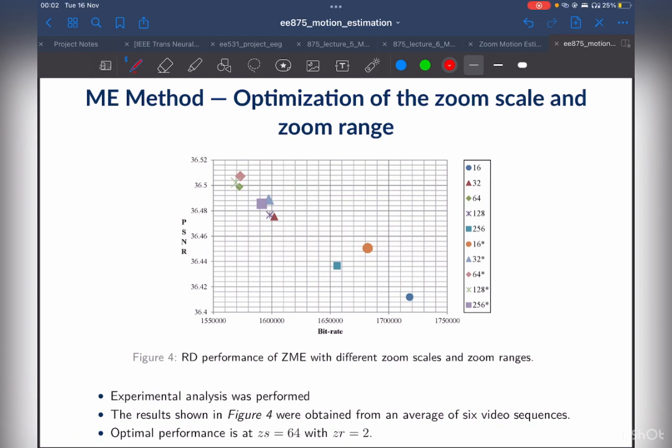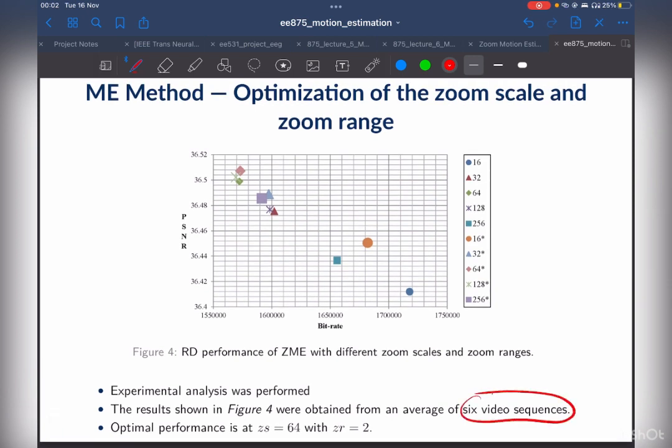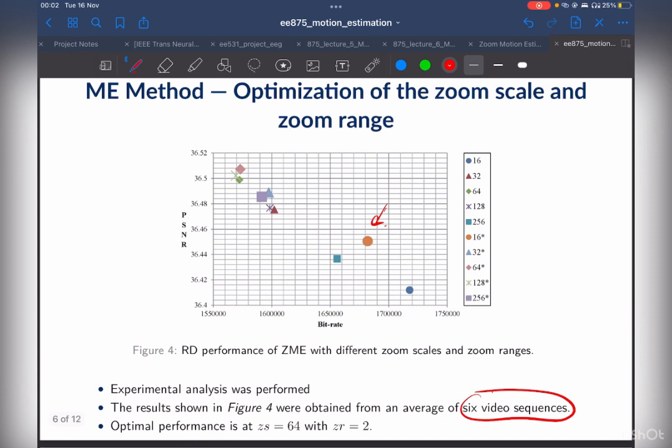Okay, for the zoom scale and zoom range to be chosen, they perform experimental analysis on 6 video sequences, and each point in this rate distortion scatter plot is an average of the 6 video sequences. We can see that the optimal performance is at zoom scale equal to 64 and zoom range equal to 2.